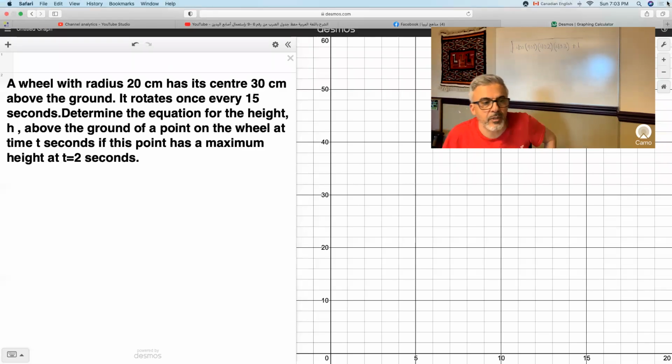So here's the question. A wheel with radius 20 centimeters has its center 30 centimeters above the ground. It rotates once every 15 seconds. Determine the equation for the height h above the ground of a point on the wheel at time t seconds if this point has a maximum height at t equals 2 seconds. So here, it's the sine and the cosine wave, so a sinusoidal wave.